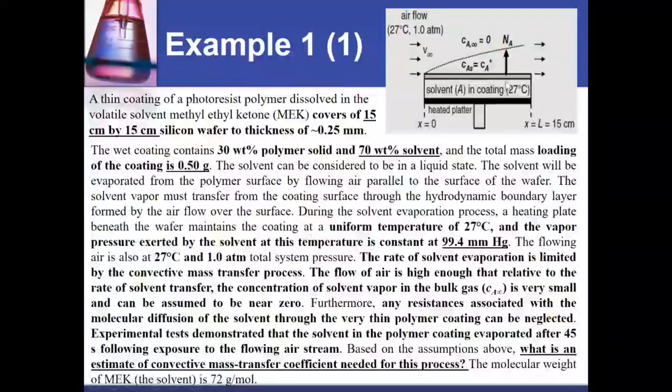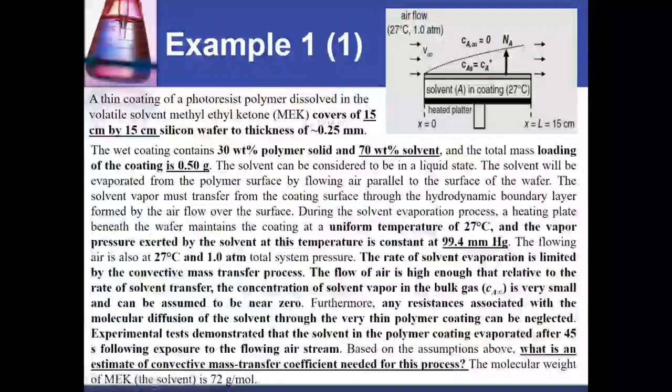So now we have this example here. This is a solid surface, the black one here, and on this solid surface we put a solvent coating, or solvent with solid material. So we use a coating of something called photoresist polymer. And this polymer is dissolved in a volatile solvent, which is methyl ethyl ketone, MEK. So this is the solvent, and the solid material in the solvent is the polymer.